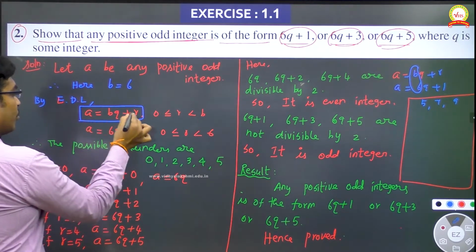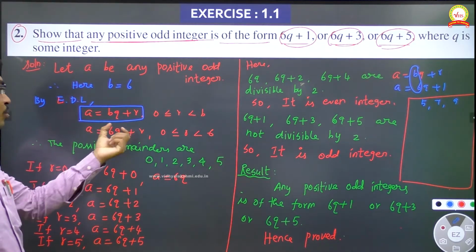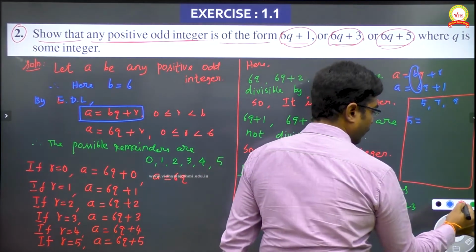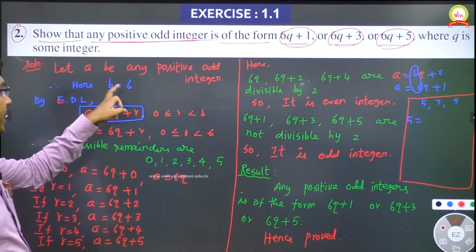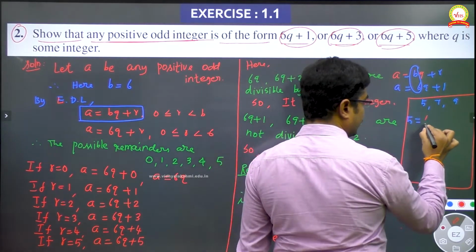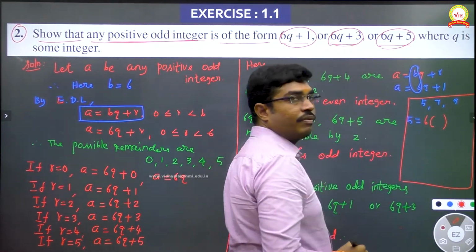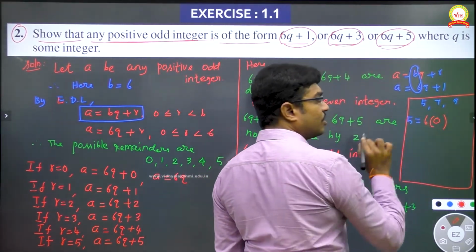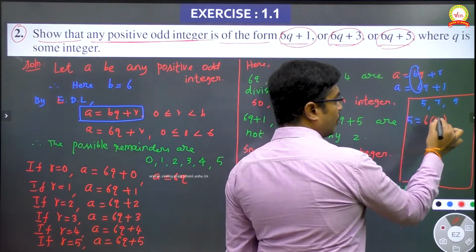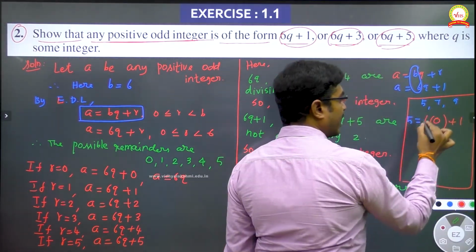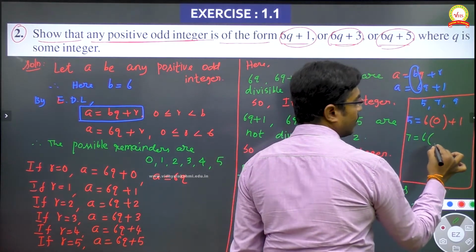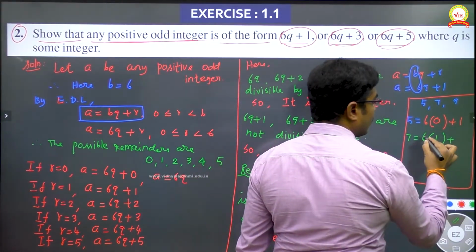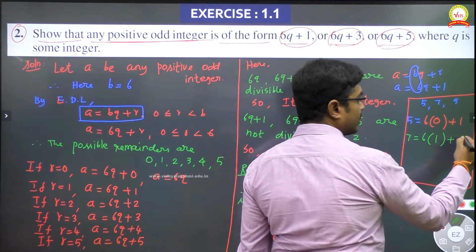Euclid division lemma: a equal to bq plus r. Here a equal to 6q plus r. I am going to take a as 5, and the divisor b equal to 6. What is the quotient? Quotient is 0 only, because 5 is less than the divisor. So we get remainder 1. Next I take 7, divisor is 6. I put 1, 6 ones are 6, and the remainder is 7 minus 6, which is 1.